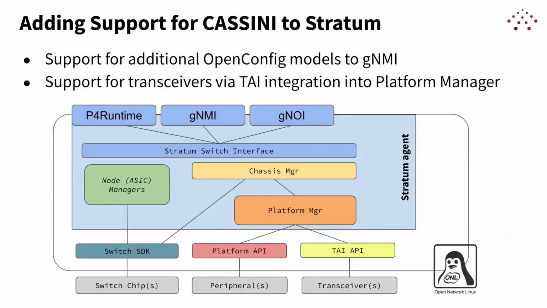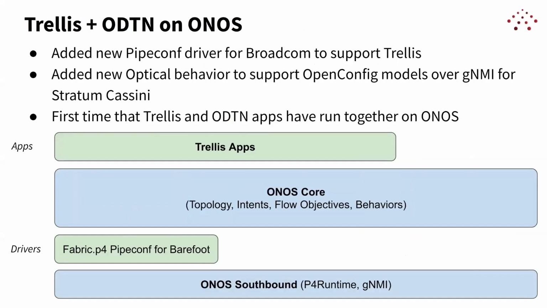To achieve support for CASSINI in Stratum, we had to do two things. First, we added support for the OpenConfig models, specifically the optical OpenConfig models, to the gNMI server implementation running in Stratum. Second, we added support for the CASSINI transceivers by using TIE, the transceiver abstraction interface from the TIP project, and we've integrated the TIE API into the Stratum platform manager. A lot of this work was done by PL Vision, Edgecore, and ONF. Thanks for your contributions.